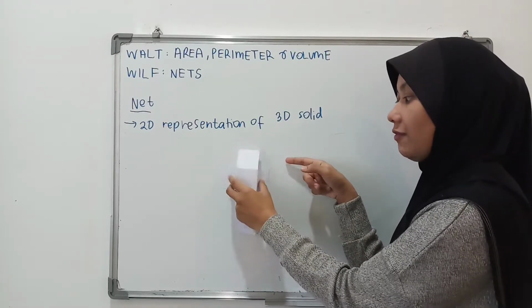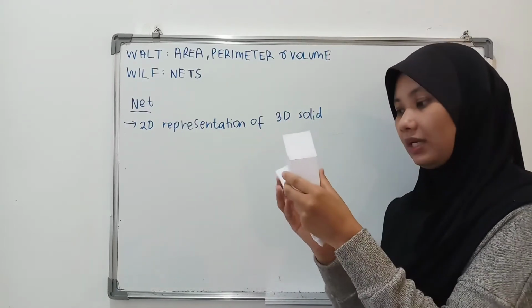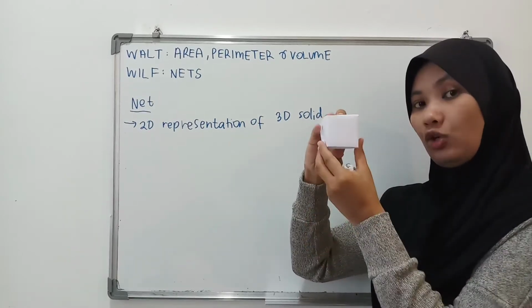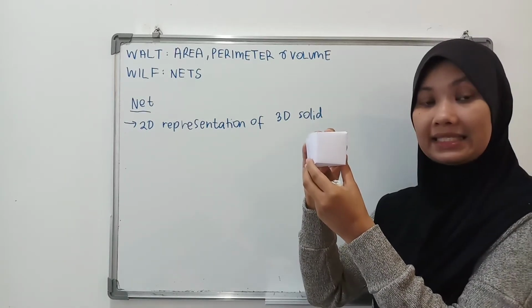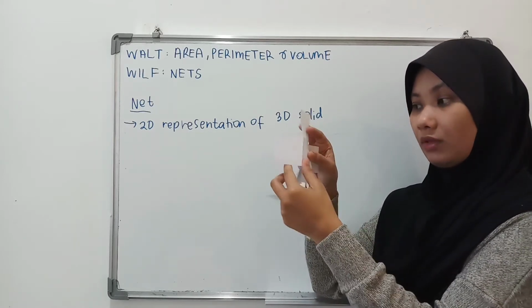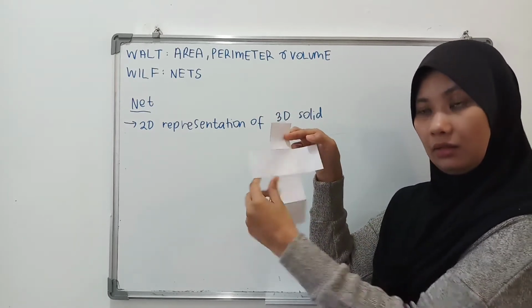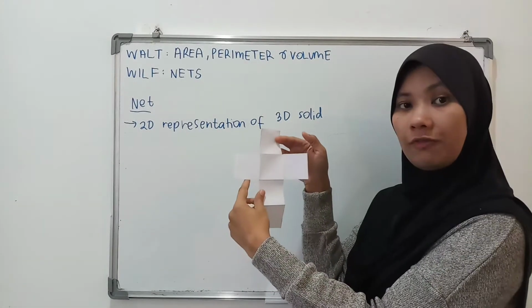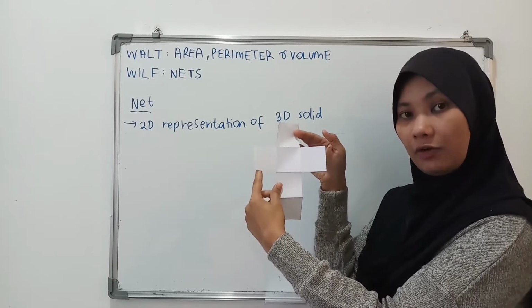If I have a cube as an example, this is my example. I have a cube here. This is what we call a cube. The small one is like a dice. So when you open your cube, you get a net. You get a net of a cube. So this is what we call a net of a cube.